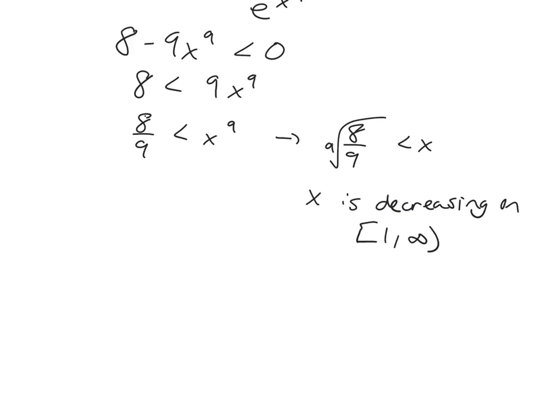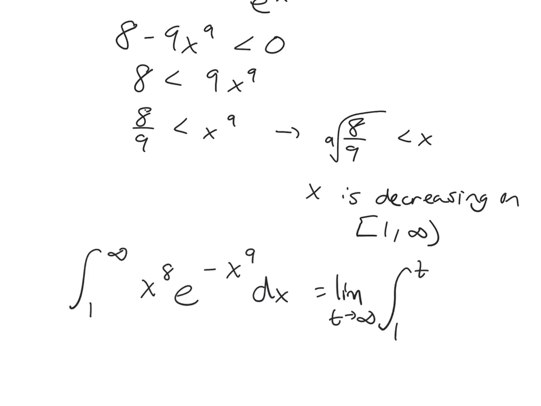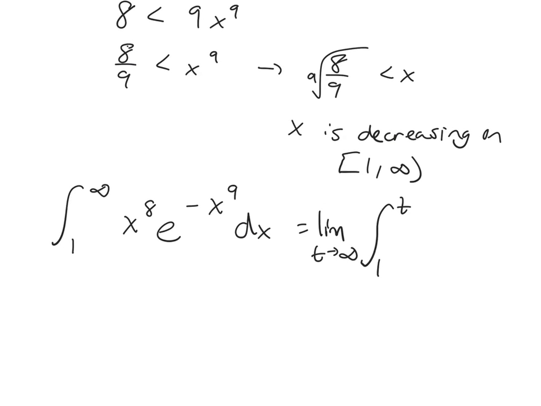Integral. We're going to compute an integral, right? So we're looking at the integral from 1 to infinity, x to the 8th, e to the negative x to the 9th, dx. Put in the limit. Yep, you're right. Put in a limit. Limit as t goes to infinity, 1 to t, and then x to the 8th, e to the negative x to the 9th, dx.